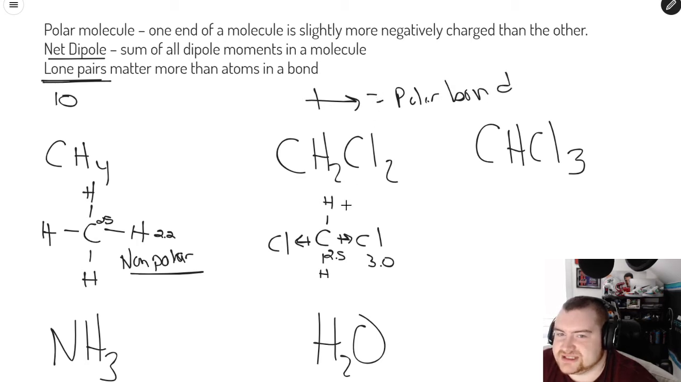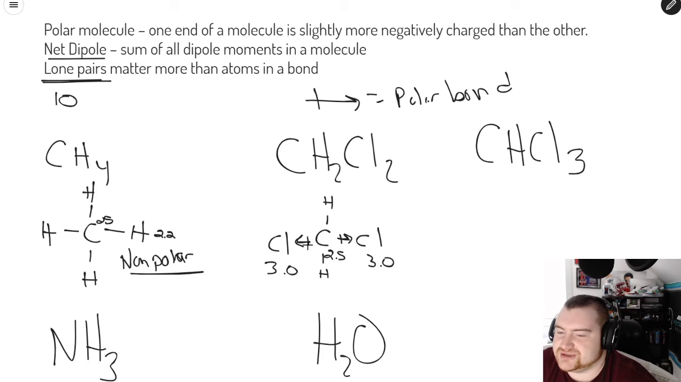Now I have to ask myself, is there a net dipole? What is the net between these arrows? So if I have a vector going to the right at 3 and to the left at 3, what is our net gain? Well, our net is 0, right? Because it's not being pulled one way or the other.